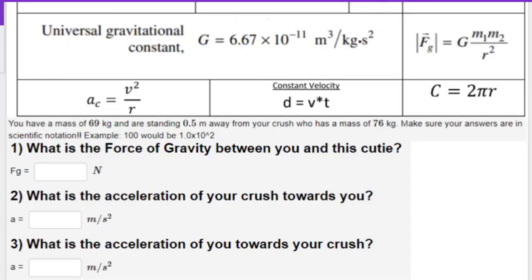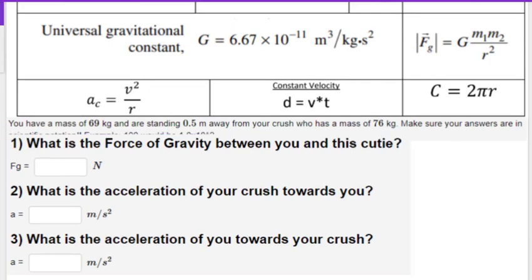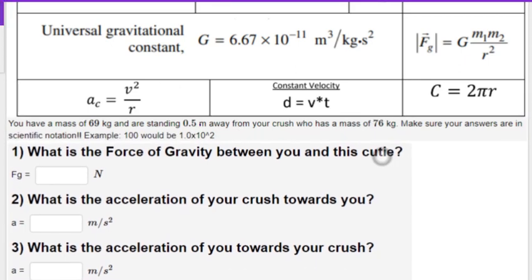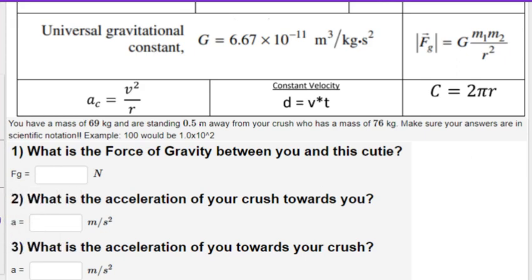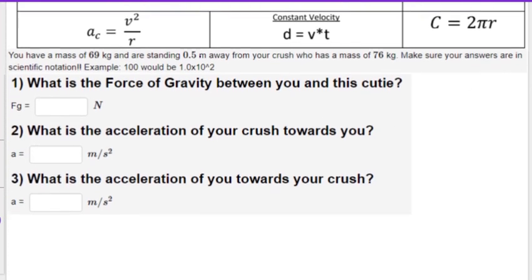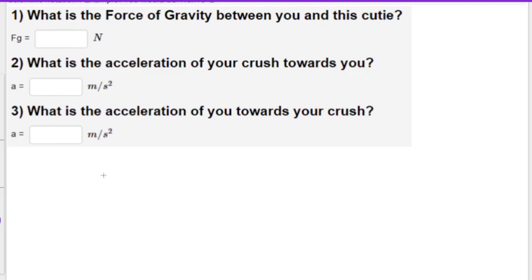Alrighty, guys, let's go ahead and take a look at this problem now. This says you have a mass of 69 kilograms and are standing 0.5 meters away from your crush, who has a mass of 76 kilograms. Make sure your answers are in scientific notation like we've been doing. So first thing is, what is the force of gravity between you and this cutie?